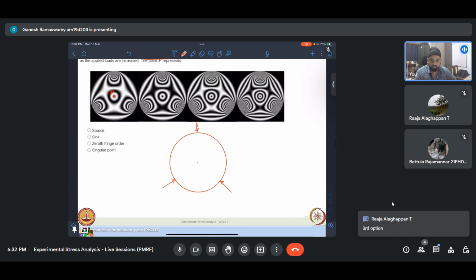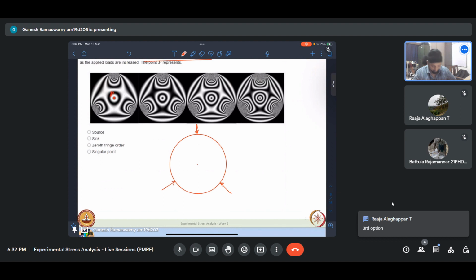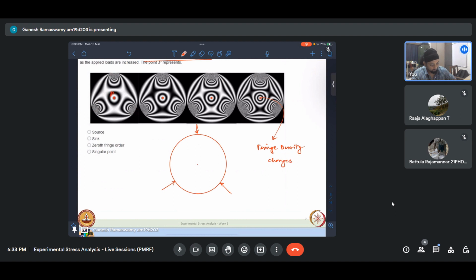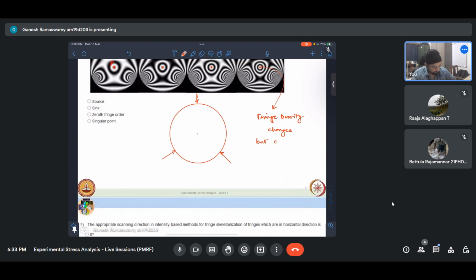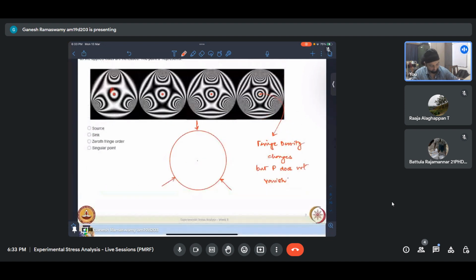Third option. Okay, so essentially if we zoom in, we will be able to see that fringes emanate from the load point. And here, this point invariably stays. The only thing is, around this point, fringe density changes. But P does not vanish. So essentially, it is not a sink.